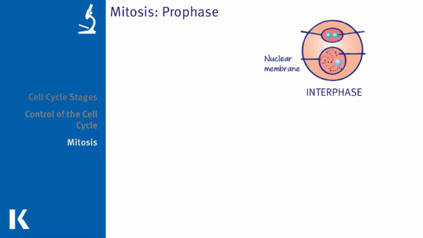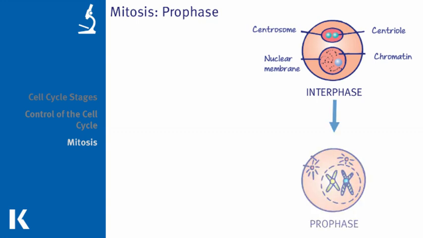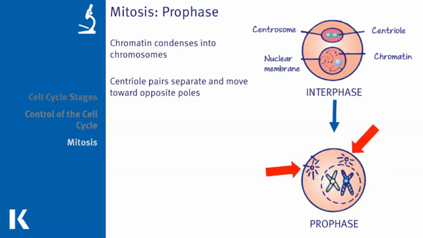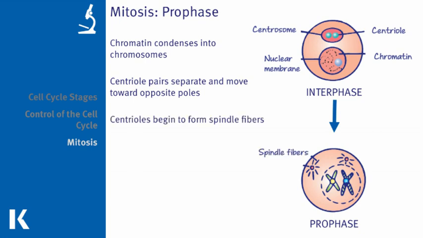The nuclear membrane is full of loosely packed chromatin, and the centrosome, with its centrioles inside, still resides in the center of the cell. As prophase arrives, some marked changes begin to occur. The chromatin condenses into thicker fibers wound around histones, centrioles migrate to the cell's poles, at which point microtubular spindle fibers begin to spring forth from the centrioles.